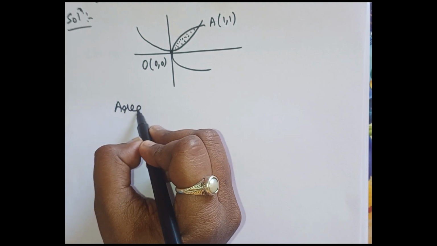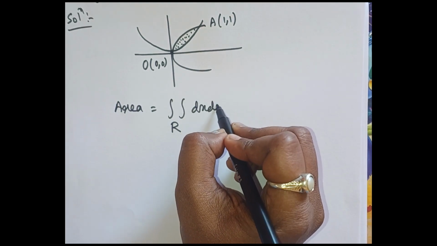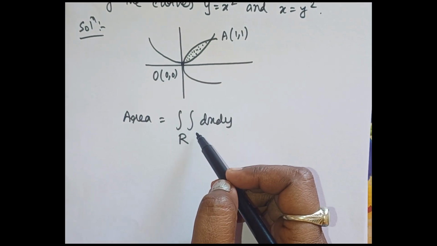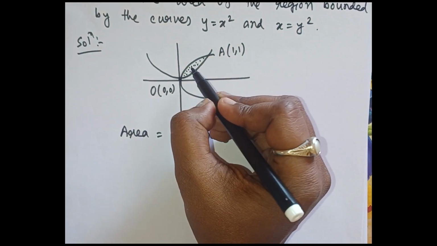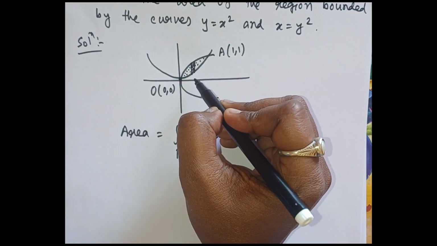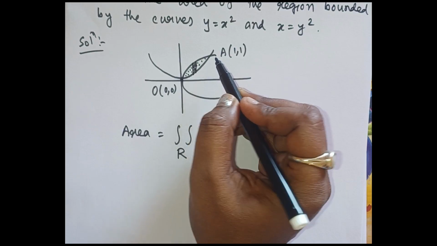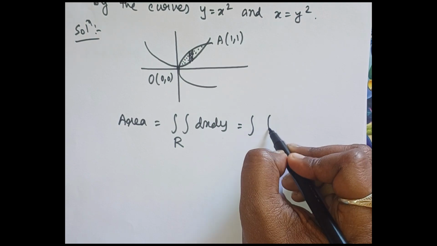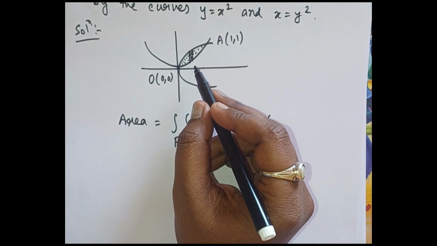You know that area equals the double integration over the region R of dx dy. Now the only thing is to find the limits of these two integrations. The easiest way is to take a strip. I am taking a vertical strip by which we will solve this double integration. You may also take a horizontal strip. In this case we will get the limits for y first, because we have taken a vertical strip.